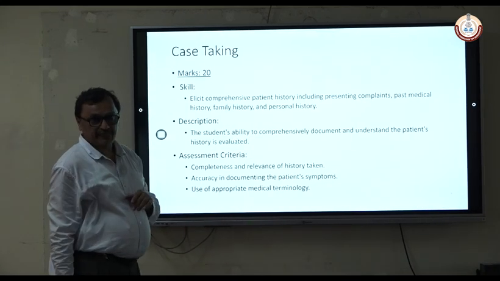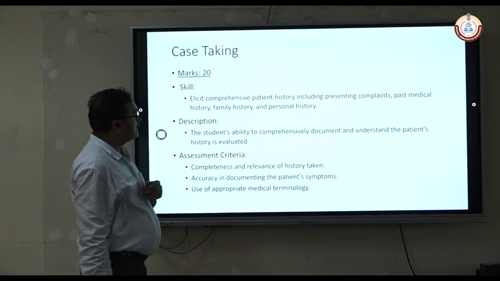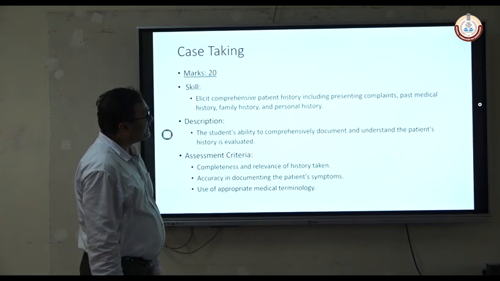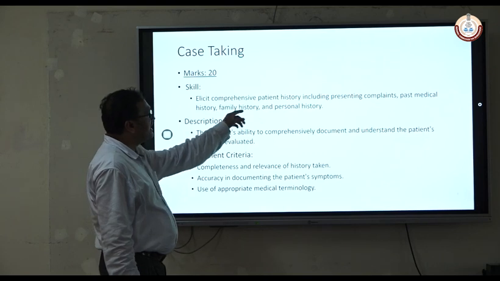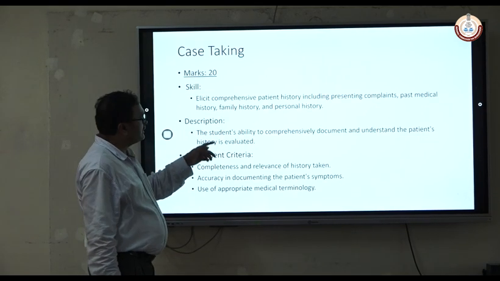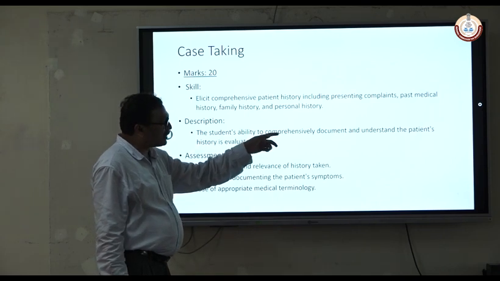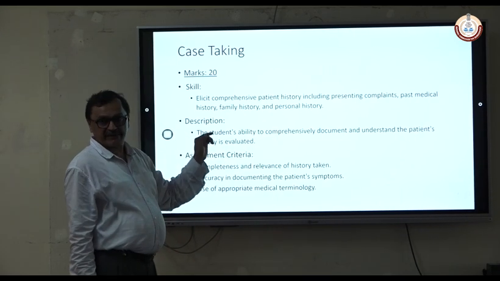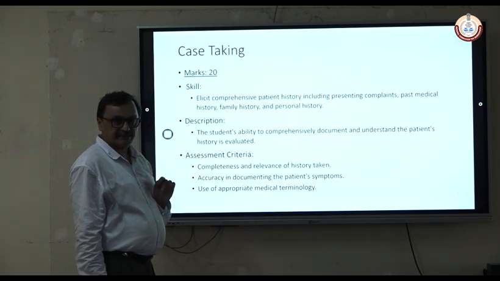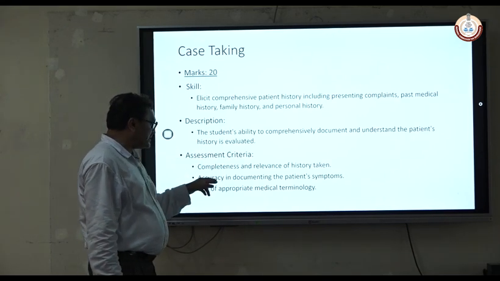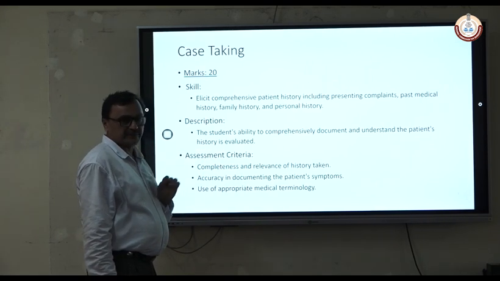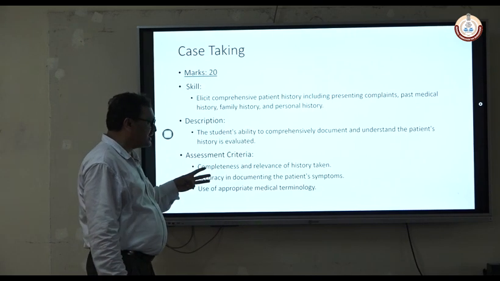Case taking. So 20 marks, how we are dividing it. The skill: elicit comprehensive patient history, including presenting complaints, past medical history, family history, and personal history. Description: the student's ability to comprehensively document and understand the patient's history is evaluated. Then assessment criteria: completeness and relevance of the history taken, accuracy in documenting the patient's symptoms, and use of appropriate medical terminology. So these three things become very essential.